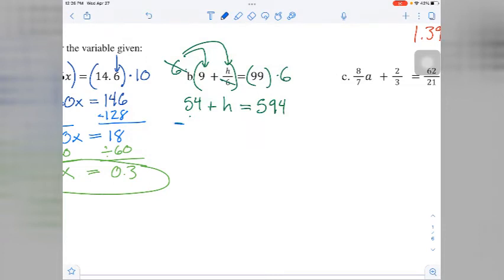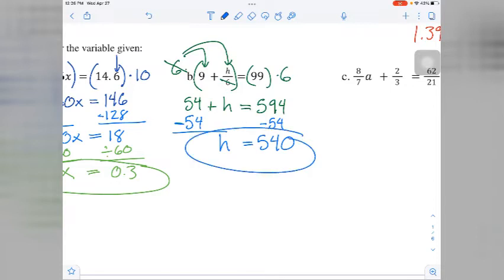And then if I subtract a balance set from both sides, I come up with h just by itself is equal to 540. So that's what you should have come up with here. A number of students came up with h equals 90 or h equals 15 because they forgot to cancel out this 6.